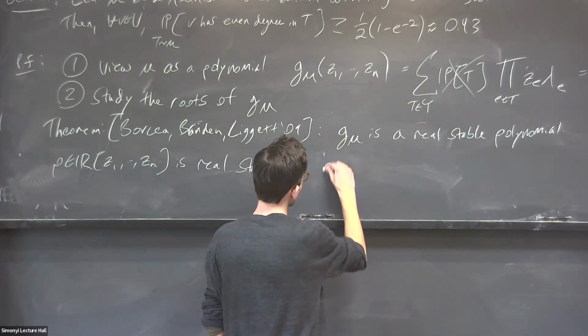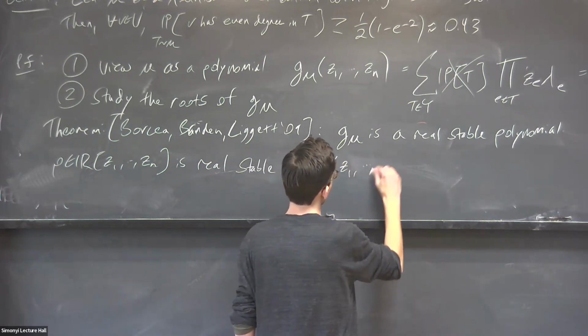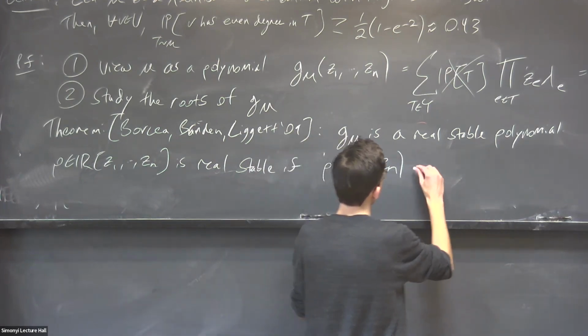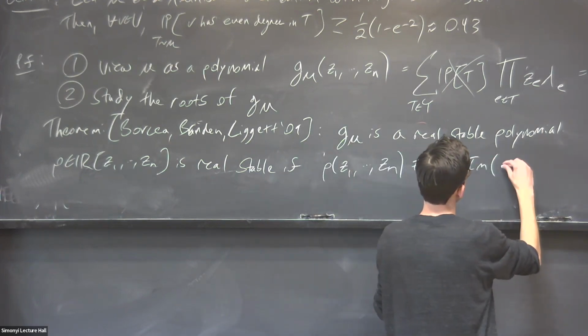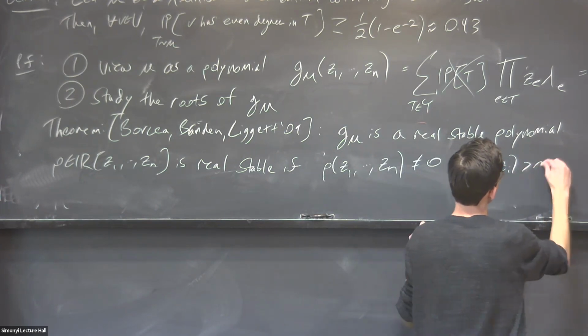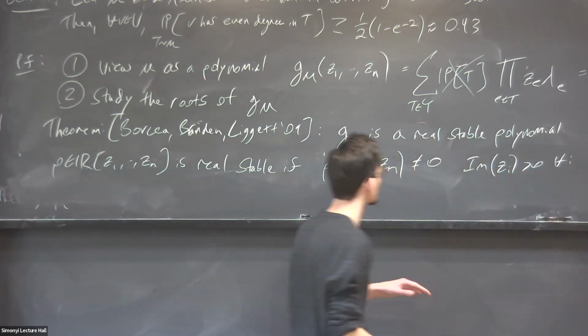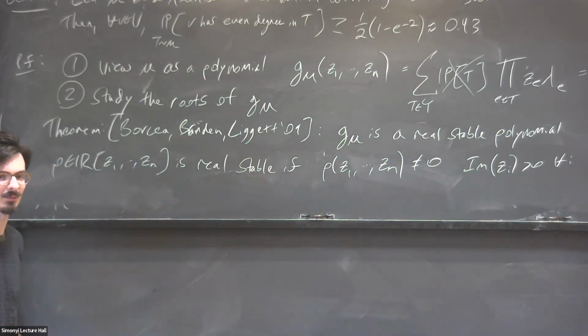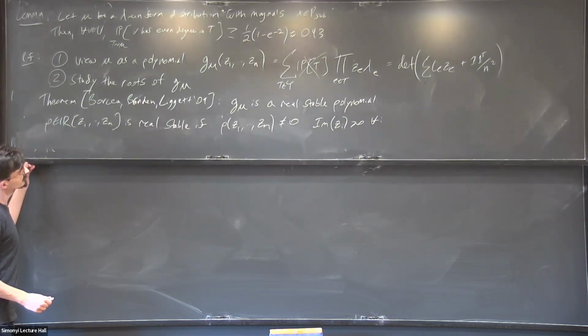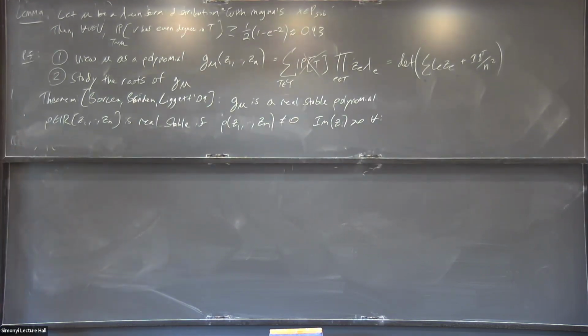It is real stable if whenever I plug in values with all positive imaginary part, this polynomial is not zero. So its zeros avoid the upper half complex plane. For n equals 1, it just means that all the roots are real. Yeah, good. So it's some kind of generalization of real rootedness.